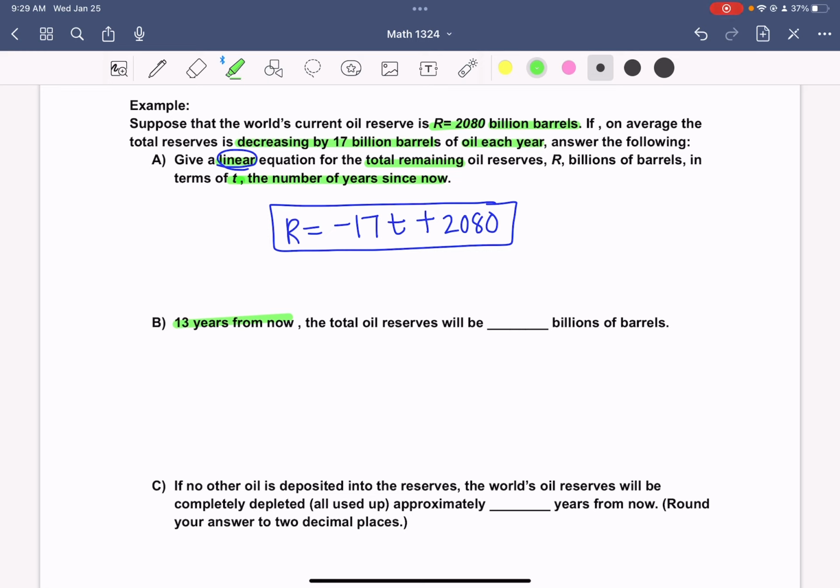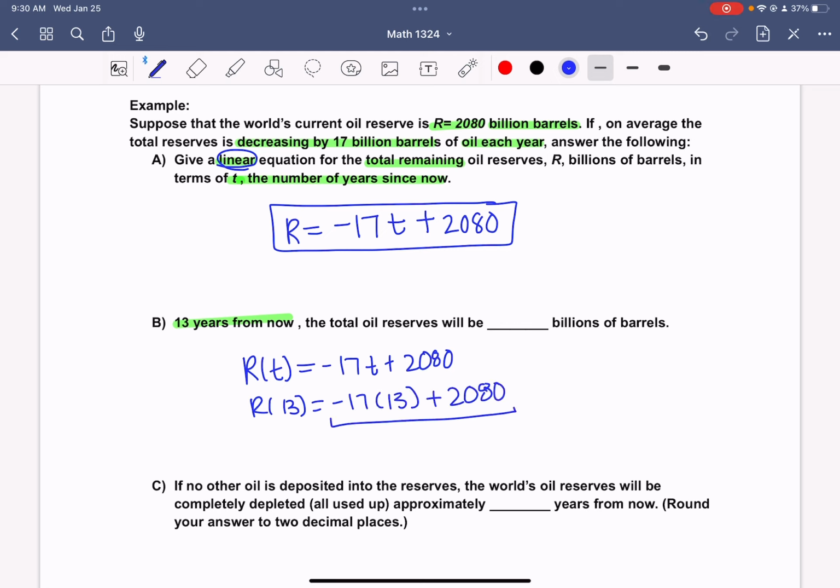If I want to go 13 years from now, that means the total oil reserves would be, well, I'm just going to plug 13 into my equation. We had that R of t was equal to negative 17t plus 2080. So I'm plugging in 13 for t. I'm going to use my on-screen calculator, enter it just like this, and that gives me a value of 1,859. Again, this is billions of barrels. So part B is not bad. It just wants you to plug into your own equation.